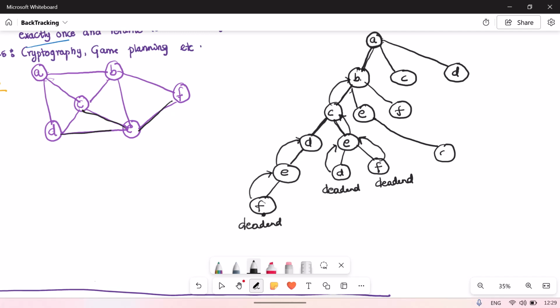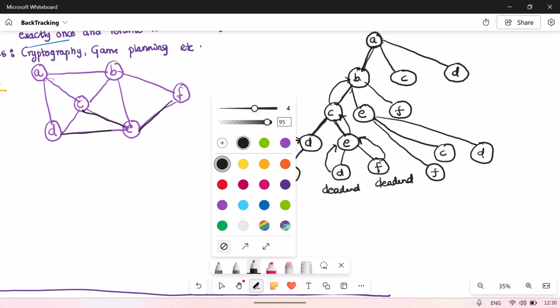So C, you make it neat, okay? So don't do it like this. This one is a little messy, but yeah. So C, D, and F, let's explore each of the paths.